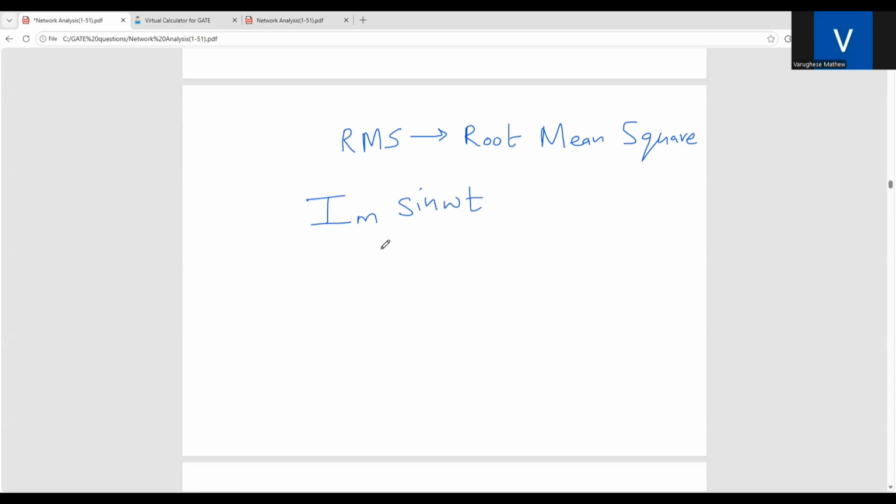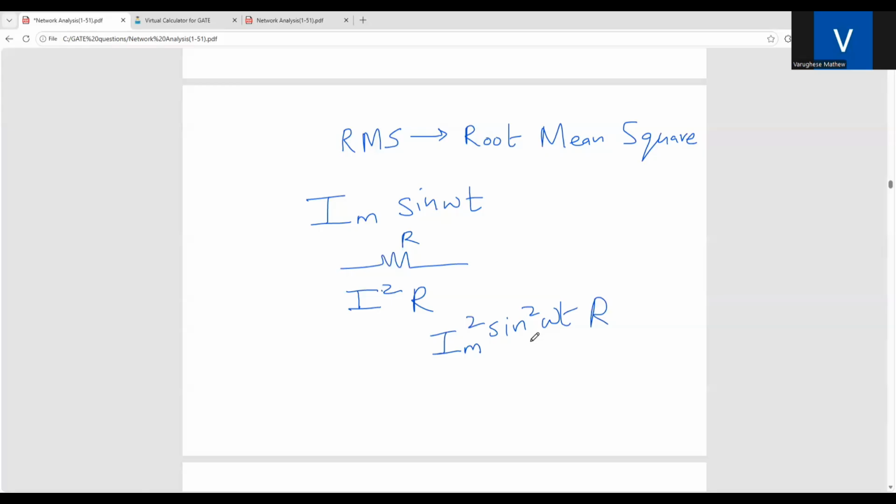Okay. And what is the power? What is power through resistance? Power is equal to voltage into current, VI, or I squared R. Okay. Correct? Correct. So it is actually Im squared sine squared omega t into R.